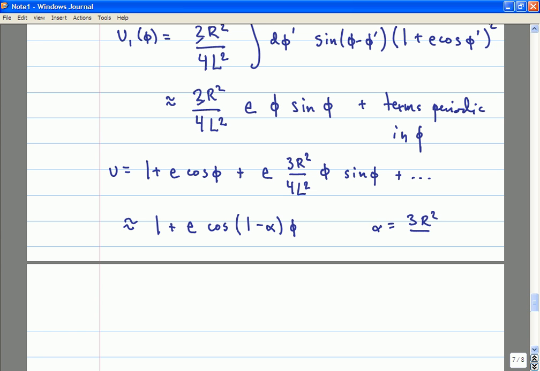So I'm using the fact that if you look at cosine of (1 minus alpha) phi, then for very small values of alpha, this is cosine phi plus alpha phi sine phi plus terms that are higher order in alpha. So what does this mean? This means that u is periodic, but it is periodic with a period that is slightly less than 2 pi.